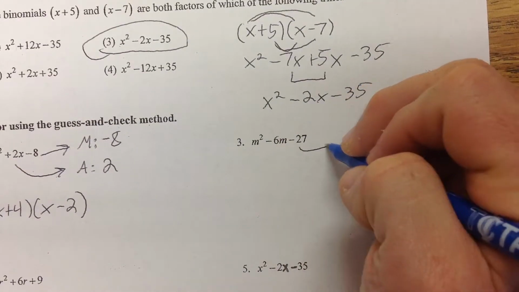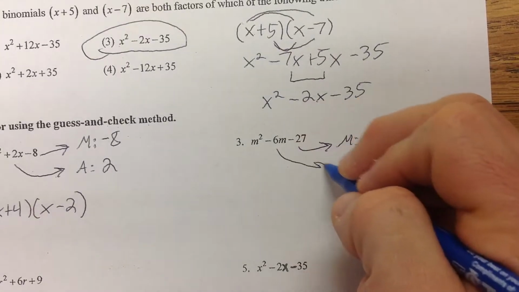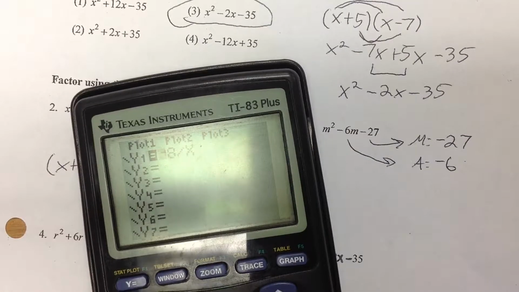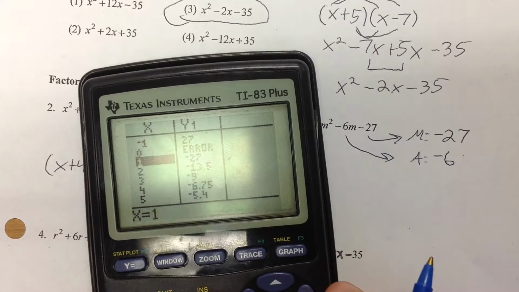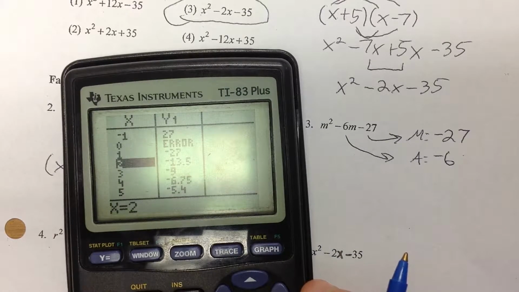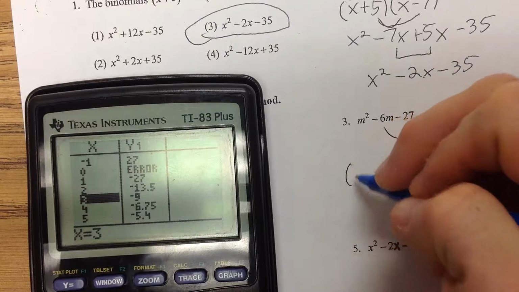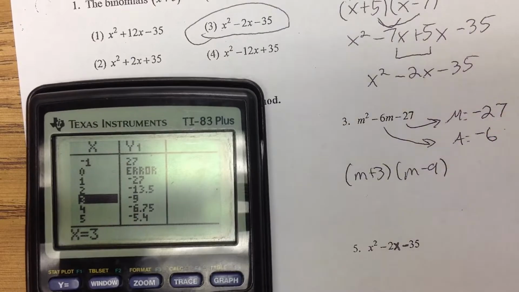Okay, let's take a look at this next one here. So now we are multiplying to a negative 27, and we are adding to a negative 6. So go to y equals, we type in negative 27 divided by x, and then we go 1 minus 27. Nope, that's not going to work. 2 and that's got a decimal, that one's not going to work. 3 and negative 9, 3 plus negative 9, or 3 minus 9. Yep, that's going to be negative 6. So this one's going to be m plus 3, m minus 9.